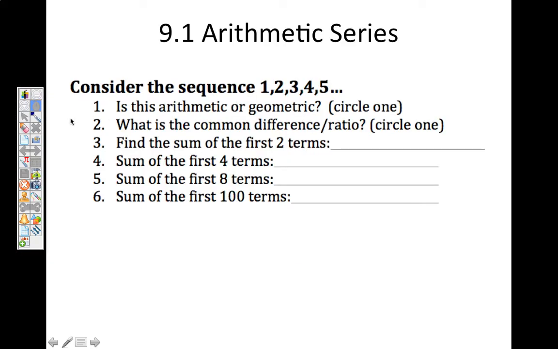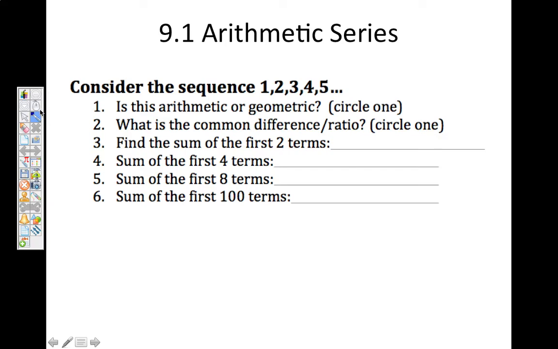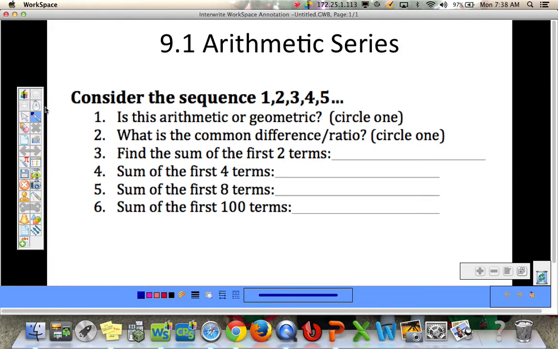For the first part of the unit, we looked at sequences. So here's the warm-up for today. Consider the sequence 1, 2, 3, 4, 5. Is this arithmetic or geometric? Circle one. What is the common difference or common ratio? Circle one. Find the sum of the first 2 terms, find the sum of the first 4 terms, find the sum of the first 8 terms, 100 terms, and so on.